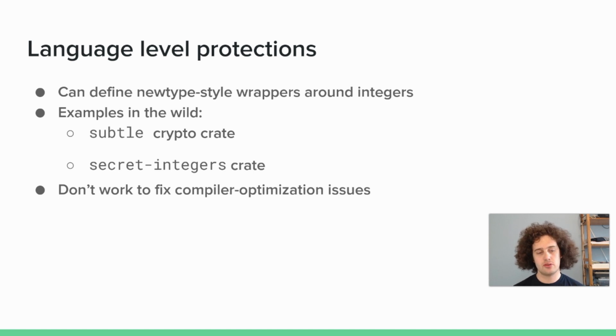And what the secret integers crate does is provide side channel resistance on the language level. So on the language level, you're sure that your code looks like something that should be side channel resistant, but the secret integers crate does not actually prevent these compiler optimizations that might introduce vulnerabilities. The subtle crate does that, and that is why I recommend that crate. But both of those crates are only best effort, and they don't fix all of the compiler optimization issues.